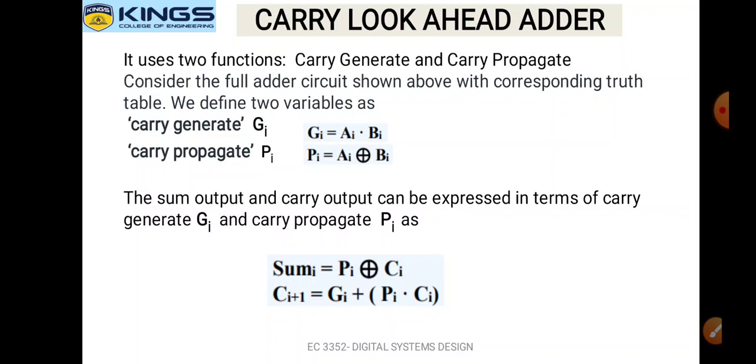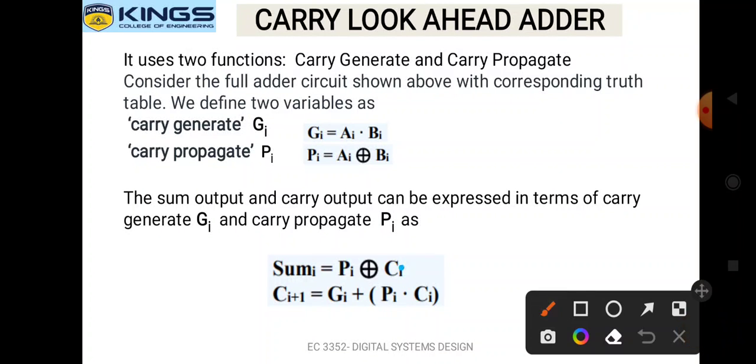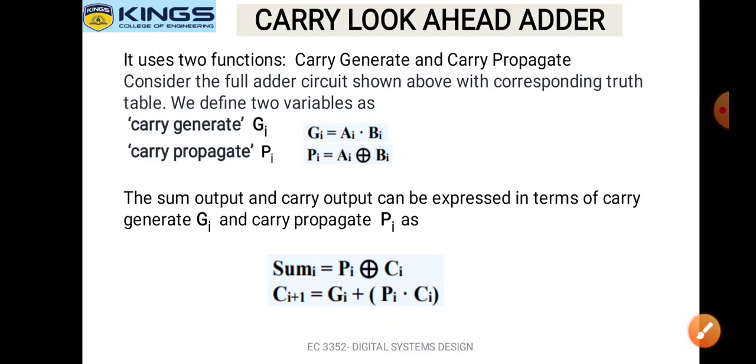The next one is the sum output and the carry output. This sum output and carry output can be expressed in terms of carry generate and carry propagate. So the sum equation will be equal to Pi XOR Ci, and Ci+1 is equal to Gi plus Pi Ci. See this expression, Ci+1 is equal to Gi plus Pi into Ci.